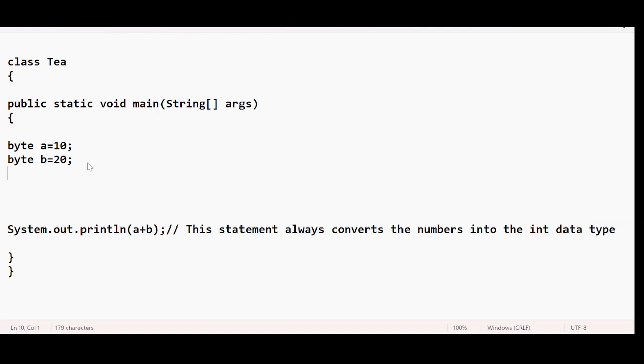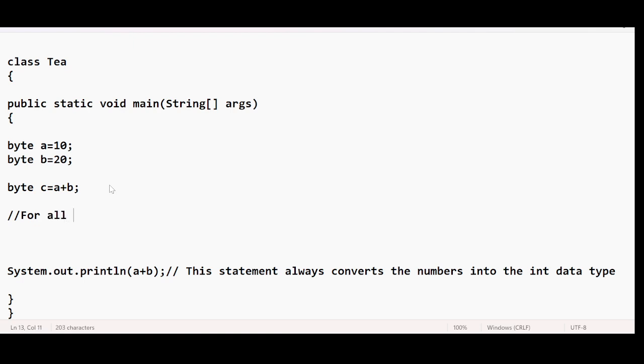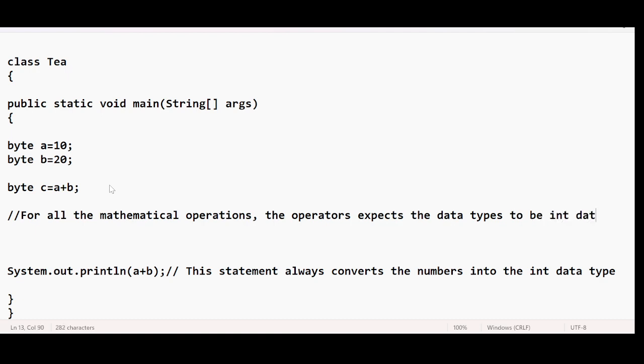But when you perform the same operation and keep the mathematical operation's output in a specific identifier, in this case c, after the evaluation, if the compiler finds it as a byte instead of int, it is going to throw an error. So the conclusion is very simple. For all mathematical operations, the operator expects the data types to be integer.